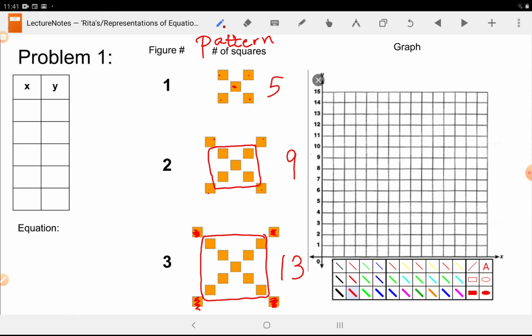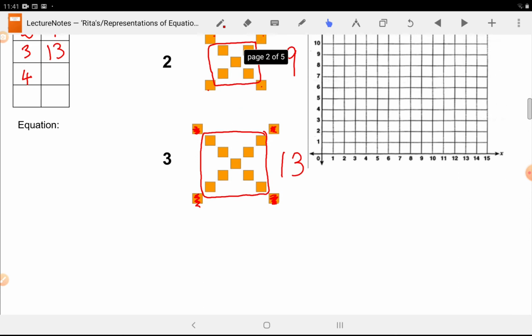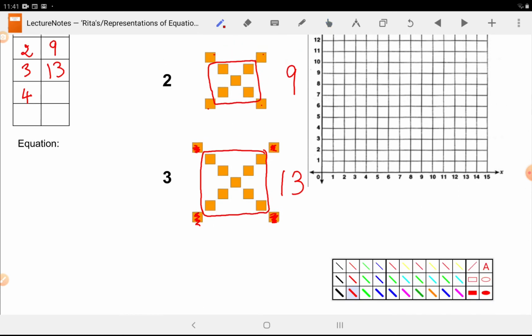And let me just clarify. I'm going to use figure number as my x values and the number of squares as my y values. So for figure number 1, I have 5 squares. Figure number 2, I have 9 squares. Figure number 3, I have 13 squares, etc. Now, if I were to find my fourth figure, use this pattern, my fourth figure is going to be basically taking figure number 3, all of it. Let me use a different color.